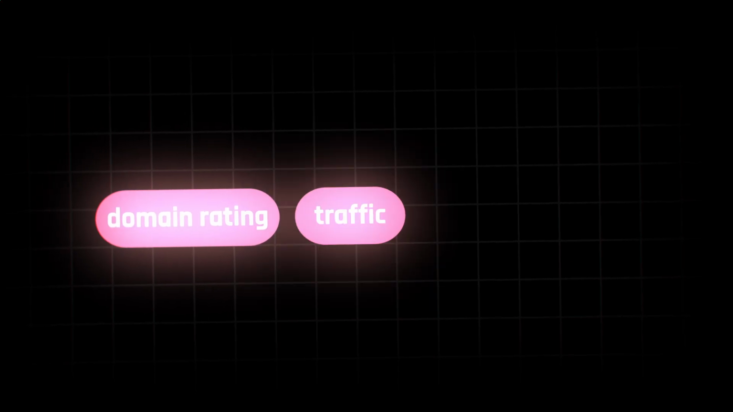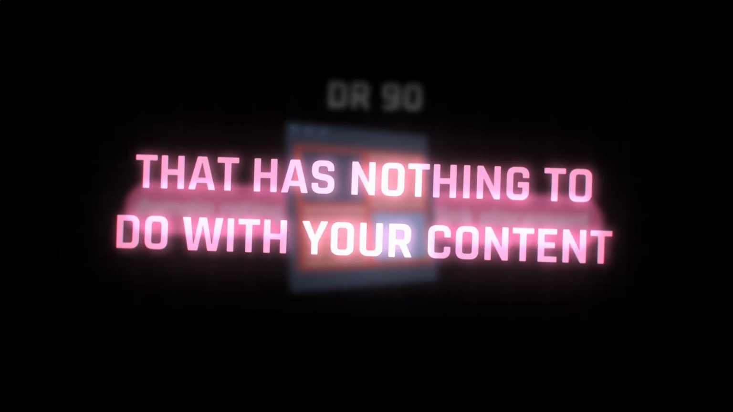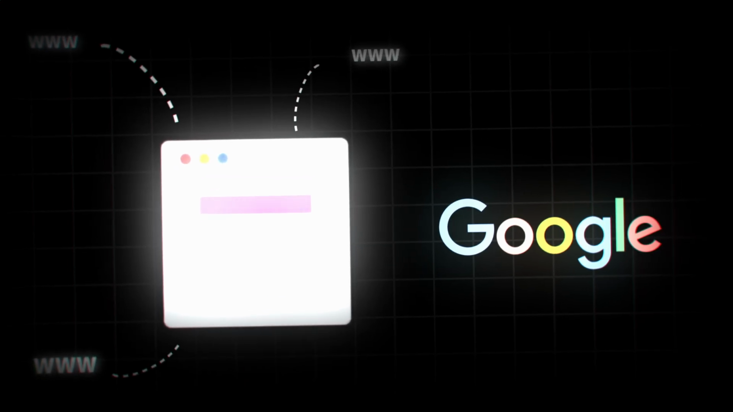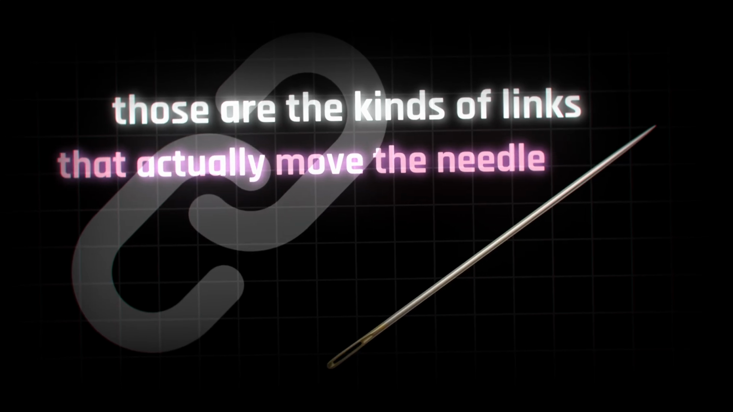And this is where most SEOs get it wrong. Traditional backlink analysis focuses on domain rating, traffic, link placement. But here's the problem. You can get a link from a DR90 site that has nothing to do with your content. Google sees through that. It's not going to boost your rankings. In fact, it may do the opposite. Semantic relevance is measured by cosine similarity. It shows Google that the backlink actually supports your page's message. And those are the kinds of links that actually move the needle.